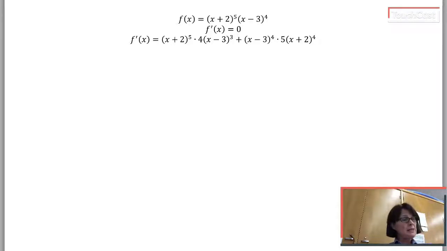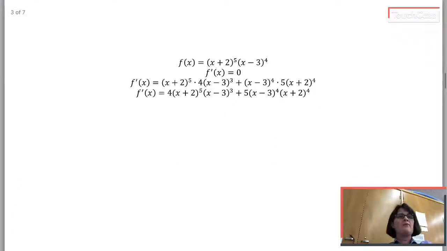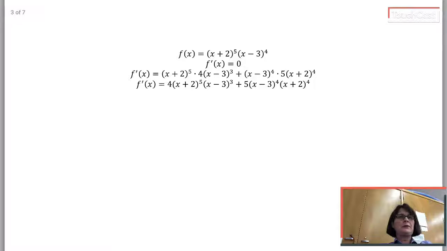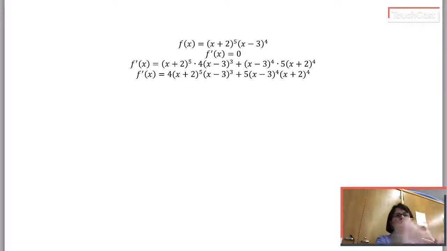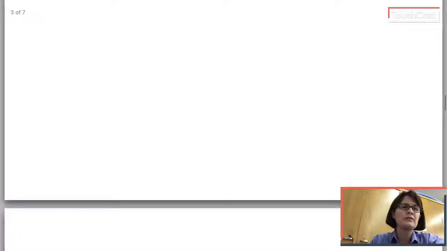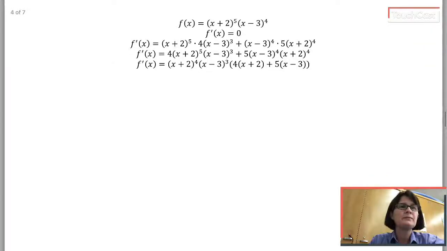So the tricky part to this problem is to know how to solve this equation. I'm going to set this function, f prime of x, equal to 0. So first here, I just took those constants and moved them to the front. And I want to find out for what values of x is this function equal to 0.